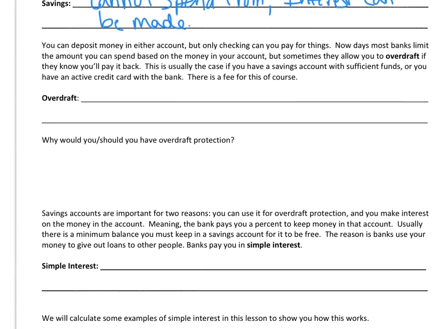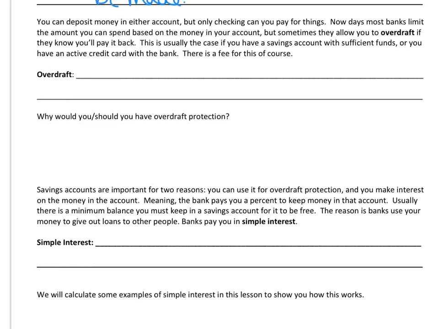The other part of this is, what do you do? What happens when you go to pay for something and you don't have enough money in your account? And this happens, and it will happen, and it's not the worst thing in the world. I mean, it'll happen. It's happened to me multiple times where you just forget how much money is in your account and you go to spend it and you do what is called overdraft. Overdraft is when you spend more money than is in your account.